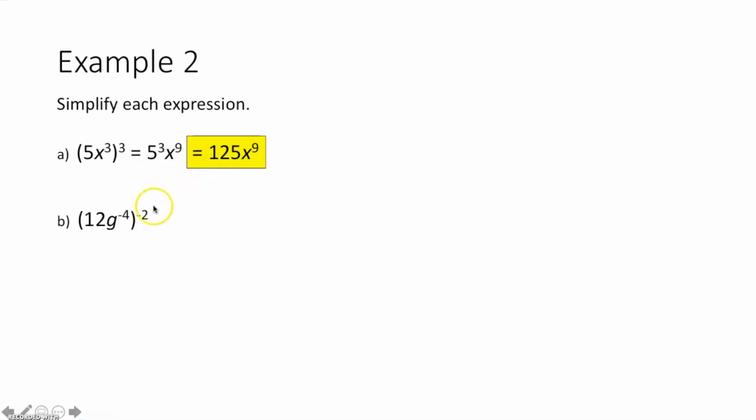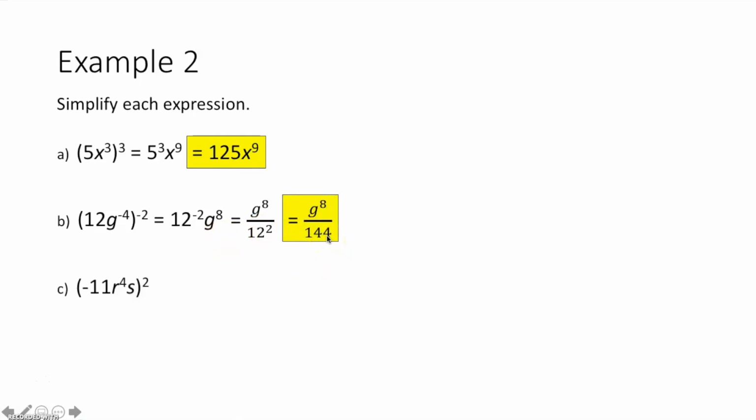Part B, doing the same thing. Since this whole thing, 12g to the negative 4th, is all being raised to negative 2, we can distribute this negative 2 to each of the exponents. So this negative 2 times the negative 4, and the negative 2 times the exponent for your 12, which is a 1. So you end up getting 12 to the negative 2 times g to the positive 8. Now, because you're simplifying, you can't have a negative exponent, so this 12, in order to make it a positive exponent, has to come to the denominator, so it becomes 12 squared in the denominator. And then lastly, 12 squared, we know, is 144.